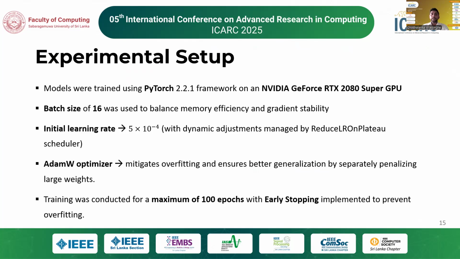The initial learning rate was dynamically adjusted by using the ReduceLROnPlateau scheduler. To mitigate overfitting and improve generalization of the models, the AdamW optimizer was used, separately penalizing large weights. Moreover, training was conducted for up to 100 epochs, with early stopping implemented to prevent further overfitting. This experimental setup ensured a computationally efficient training process while preserving model accuracy.